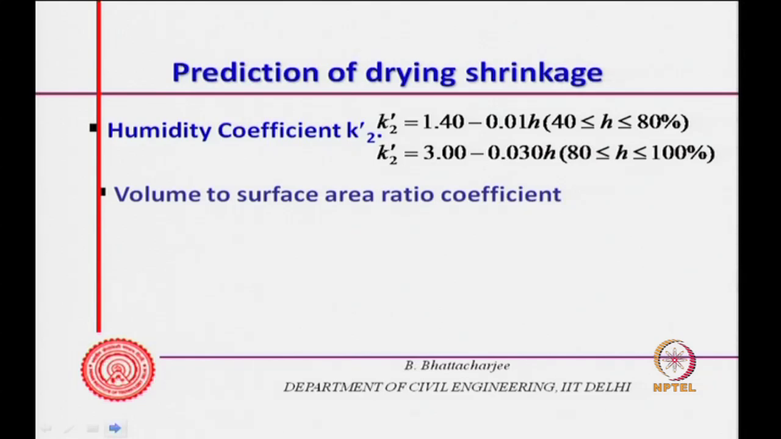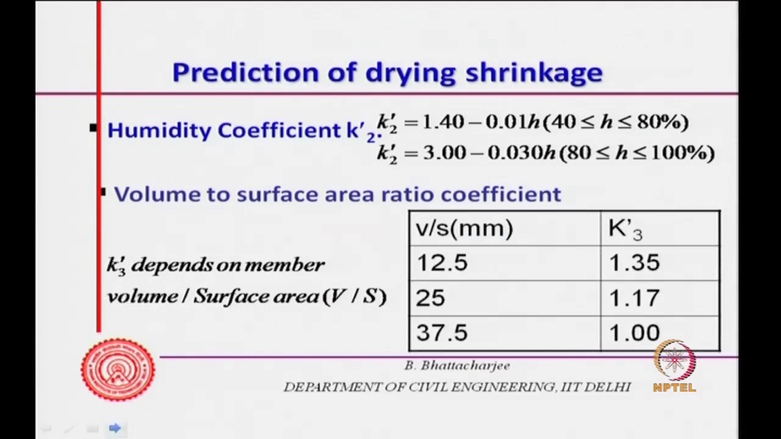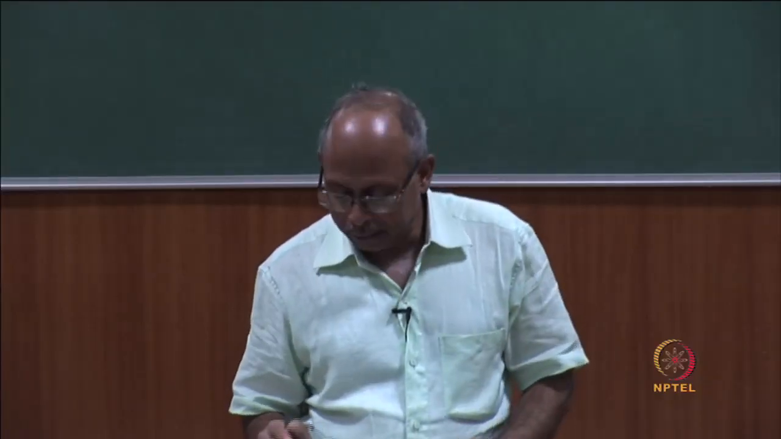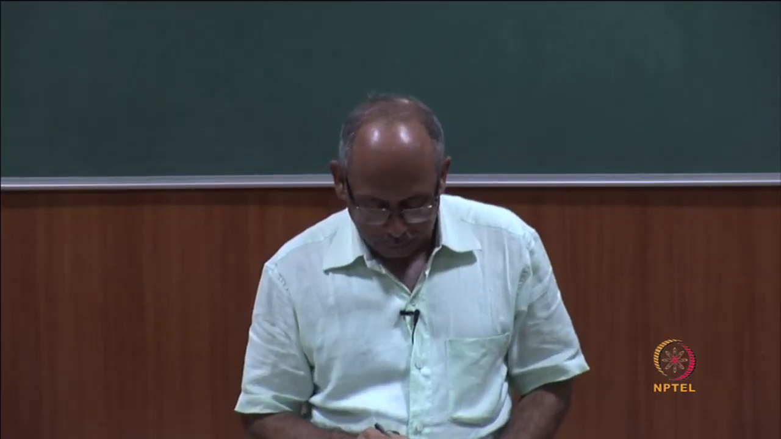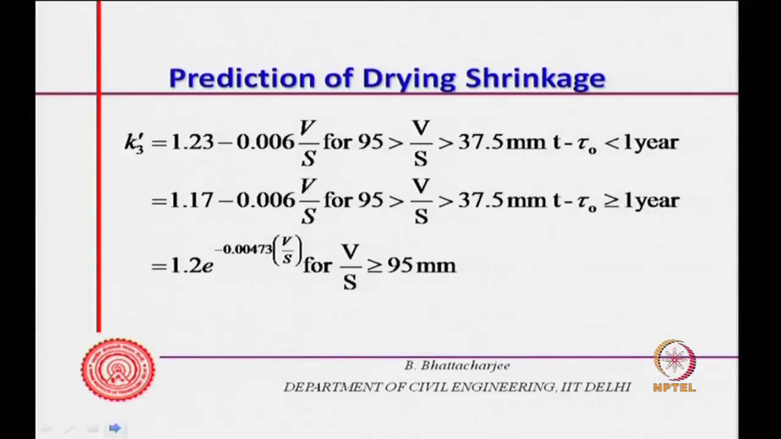Now, volume to surface area ratio. K3 depends on the member volume to surface area ratio, and this is a part of the table. If it is 12.5, it is 1.35. We said that more surface area means more evaporation. So, as this increases, there will be reduction. 37.5 has been taken as a base case, and if it is less than that, then you will have more values. So, K3 dash depends upon the volume to surface area ratio. For any other values other than 37.5, it is given by this kind of formula.